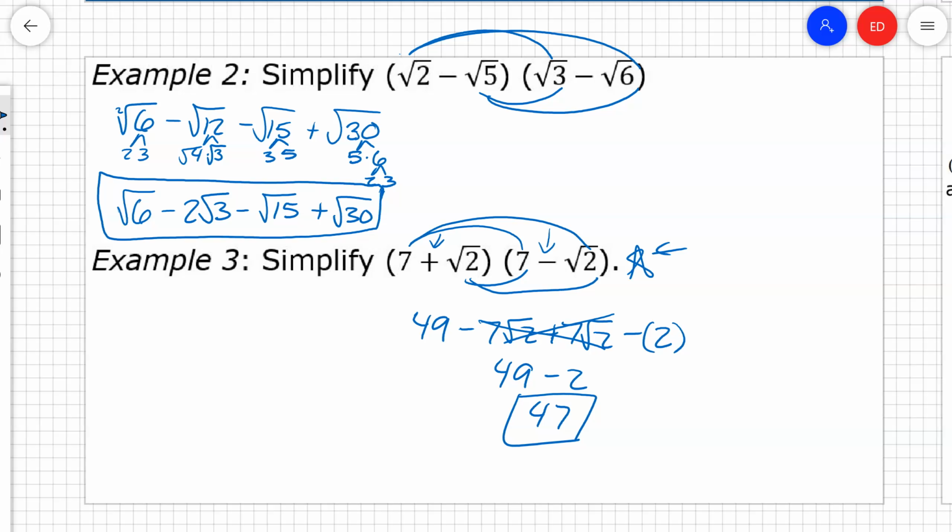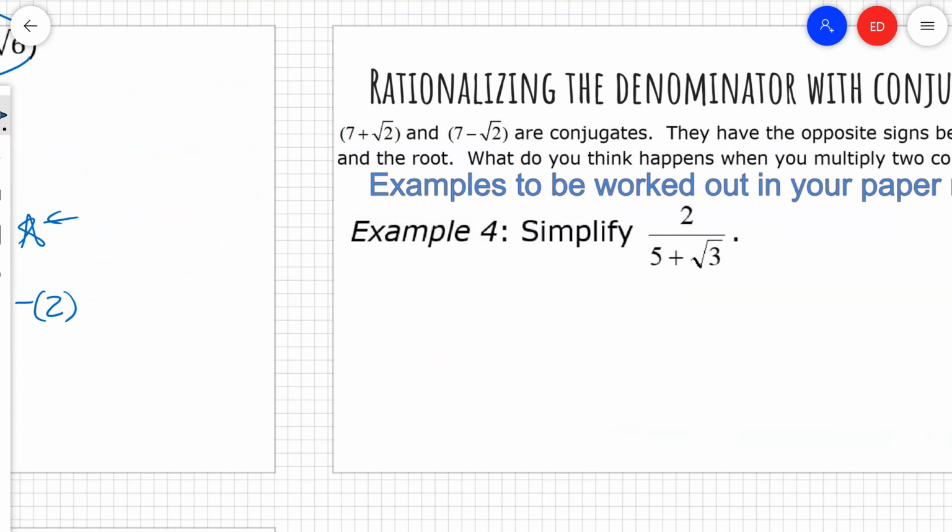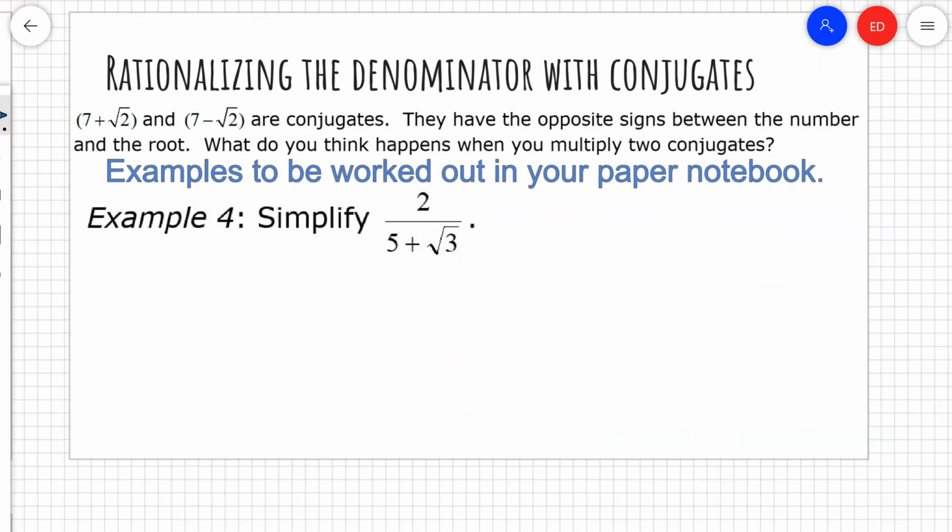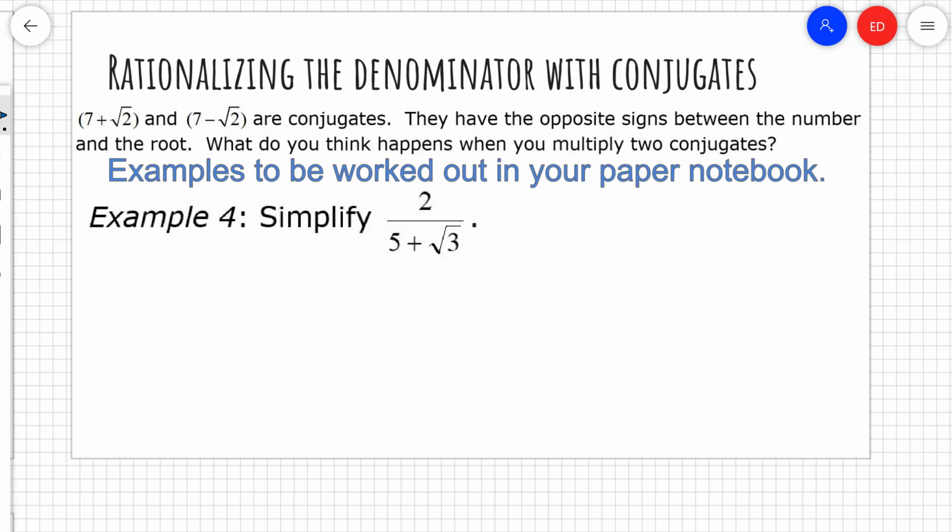Notice how we were able to get rid of the radicals altogether for that problem, and that's going to help us out in this next step when we need to rationalize the denominator with conjugates. Because notice how we have a radical in the denominator, but it's not alone. Whenever something is in the denominator or the numerator for that matter, they're together and you have to write them with parentheses.